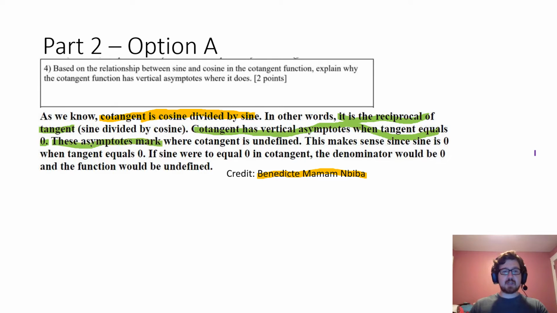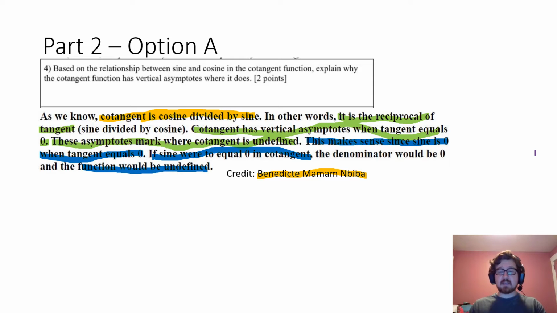And these asymptotes mark where cotangent is undefined. She also then went on to explain why sine helps us out here. She said this makes sense because sine is 0 when tangent is 0. So she explained it a bunch of different ways. She also said if sine were equal to 0 in cotangent, the denominator would be 0 and the function would be undefined. So she explains it a good number of ways here. You only had to do one, but you did have to mention in your explanation sine and cosine, because this is based on the explanation between sine and cosine in the cotangent function. So you did have to explain why there is an asymptote happening where it is.